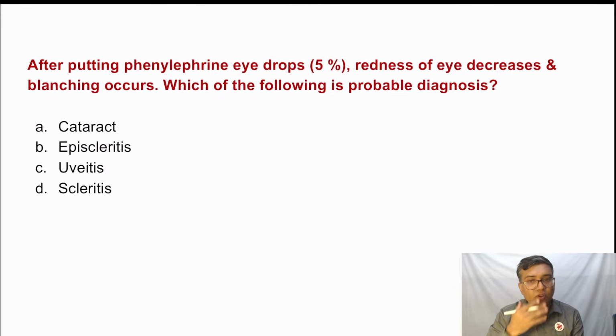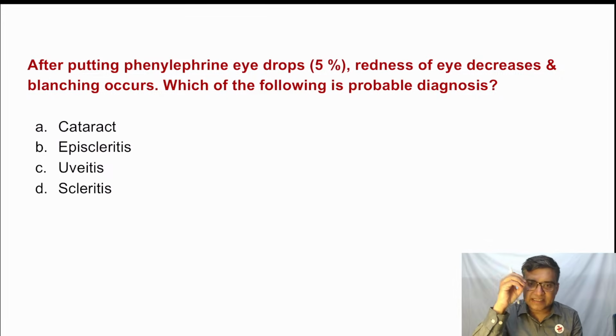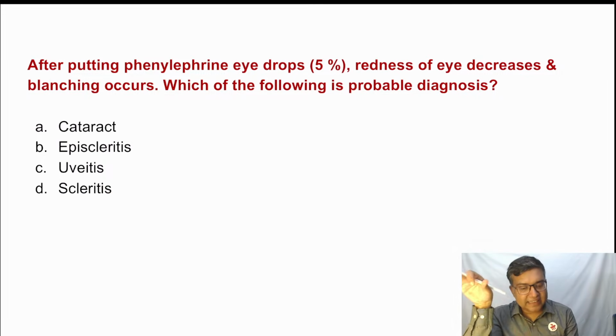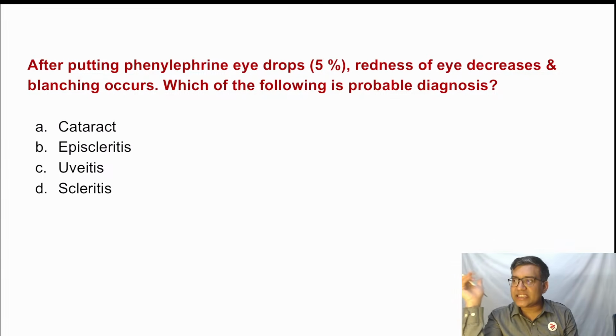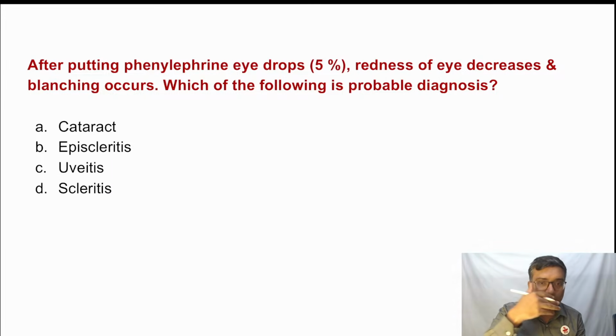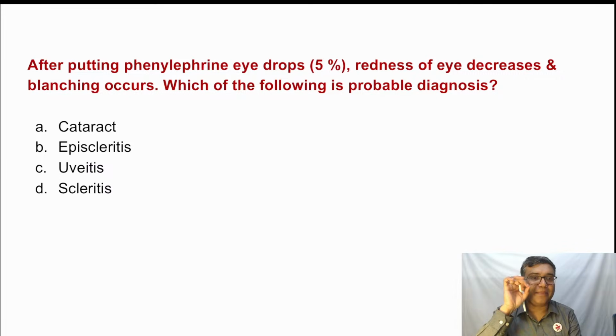So the next question was, after putting phenylephrine 5% eye drops, there is a decrease in redness of the eye and there is blanching. So the patient comes with congestion, but after putting phenylephrine eye drops, the congestion has reduced. So what is your probable diagnosis? Your options are cataract, episcleritis, uveitis and scleritis. First of all, cataract would not basically cause redness, so you can directly rule that out. Now you have episcleritis, uveitis and scleritis.